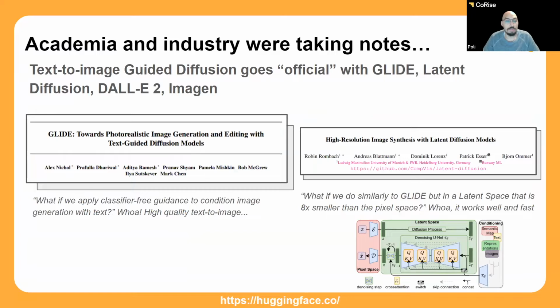And with that, essentially OpenAI and the whole academia in this industry were kind of taking notes of what the community was doing. And they released GLIDE, which was basically, what if they apply classifier-free guidance to condition image generation with text. And they found out it worked really well. And then also Latent Diffusion, which is the base for Stable Diffusion, by the way, which essentially applies the GLIDE model, but on the latent space. So they use the latent space that is 8 times smaller than the pixel space to do the diffusion process.